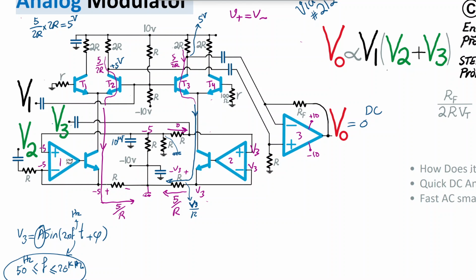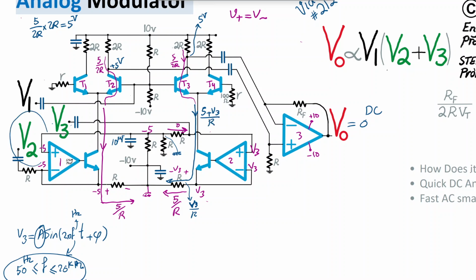Okay, so what else do we have? Let's keep this as the value of this current, as far as we can see, 5 over R plus, so we have the sum of these two currents. So this common branch current that is coming downward from the emitters of the NPN transistors T3 and T4 would be just 5 over R plus V3 over R. So let's keep that in mind.